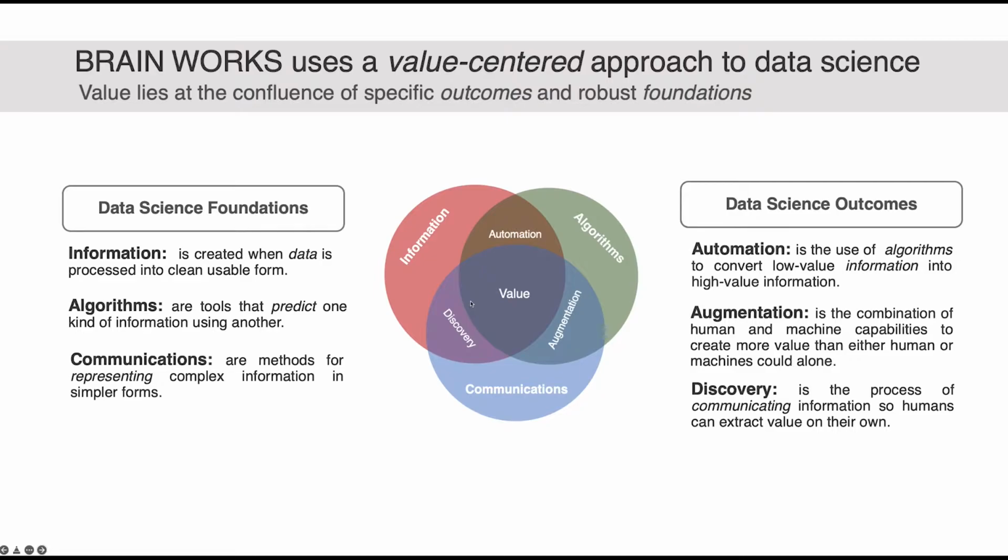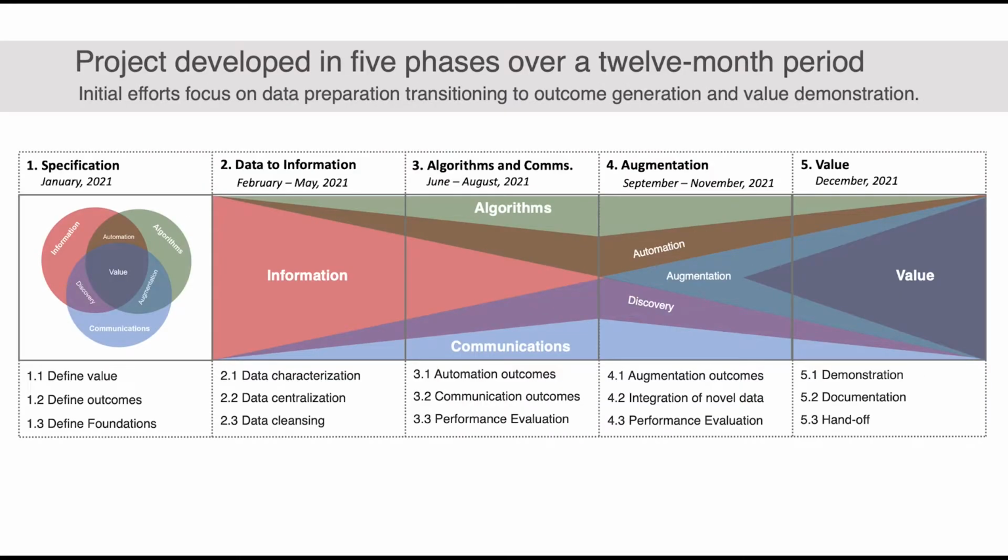And I hope to demonstrate that to you as we continue to go through this lecture today. So the project that we worked on last year proceeded in 5 phases over 12 months. You can see on the far left there, I've got something called a specification phase, and I've got that little Venn diagram that we just discussed. That specification phase basically is trying to articulate exactly what this value is.